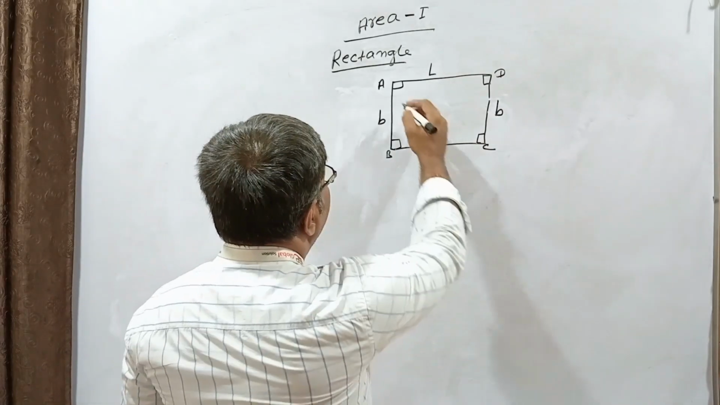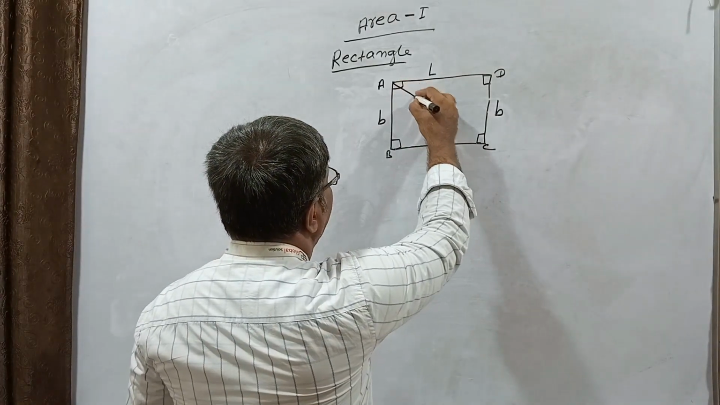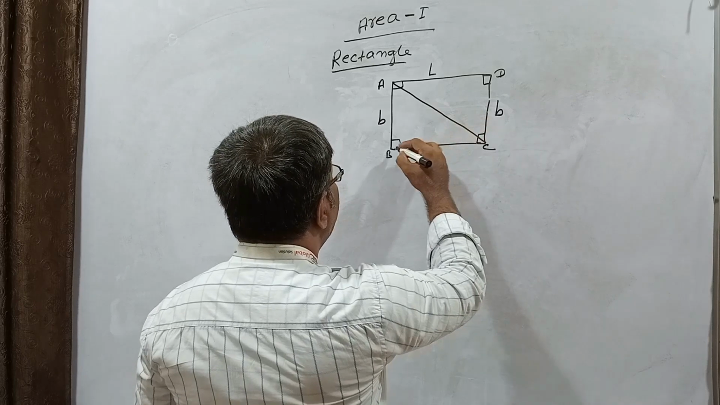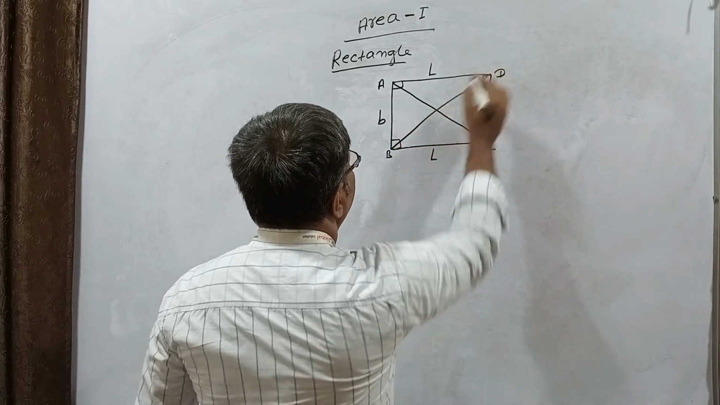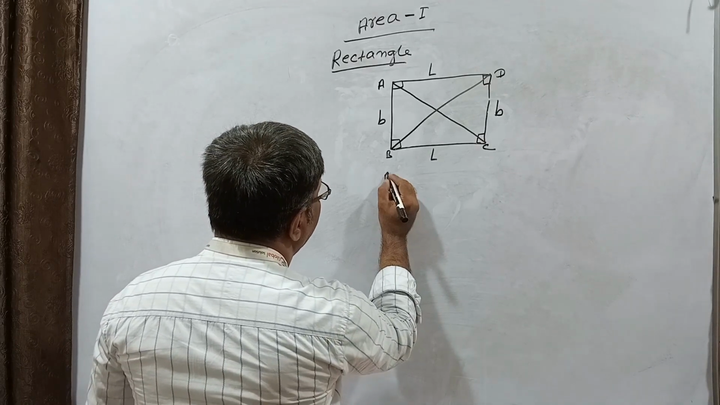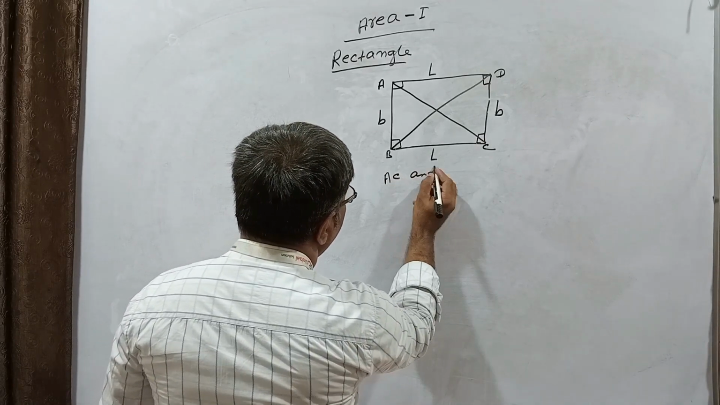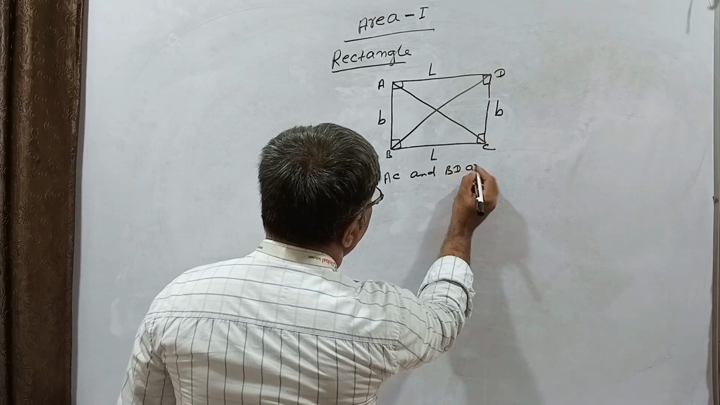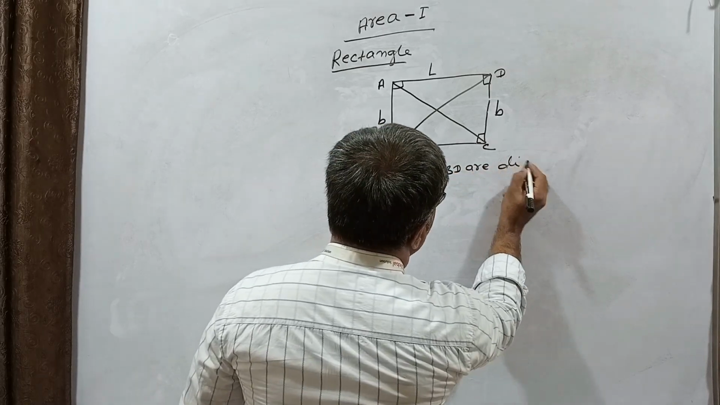When we connect two opposite vertices of the rectangle, that is AC, and suppose this is BD. So AC and BD are what? Diagonals. AC and BD are diagonals.